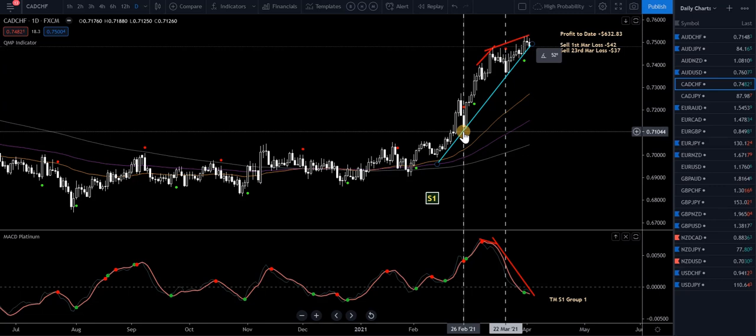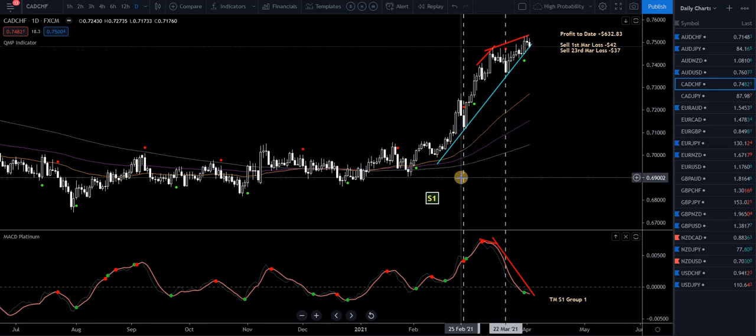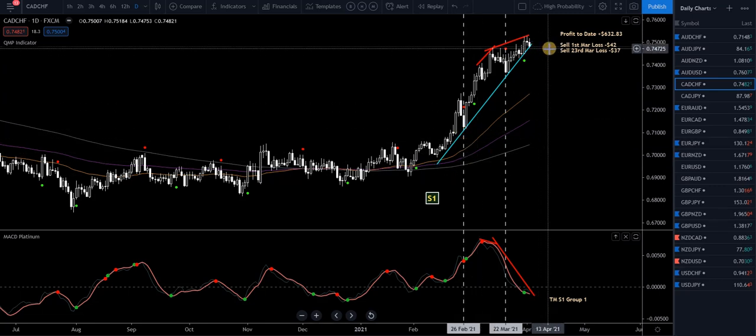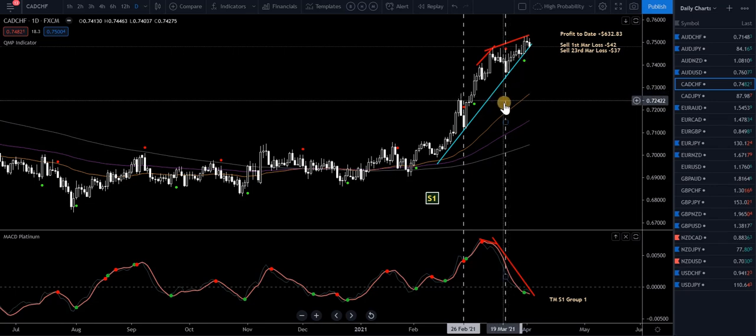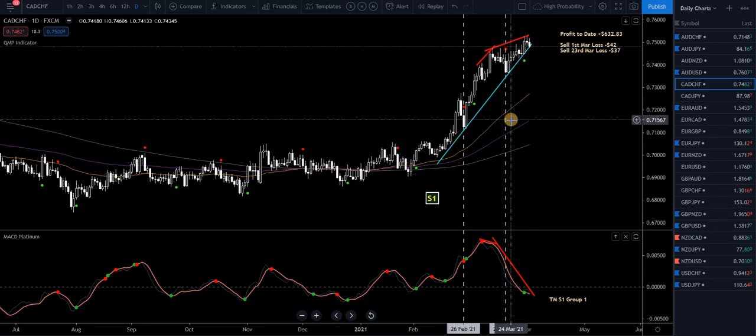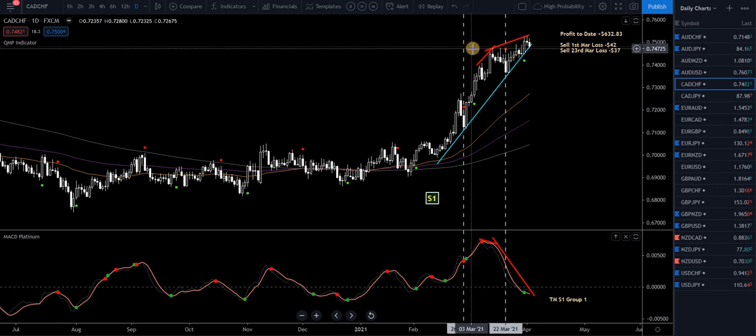So I've taken a sell here. These grey lines should show where I took my previous sells. Took a sell here. It was a loser, $42. Took another sell here. It was a loser. They're high risk trades going against the trend, but I'm looking for extreme moves.